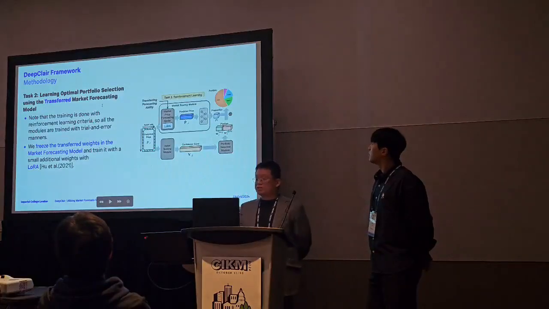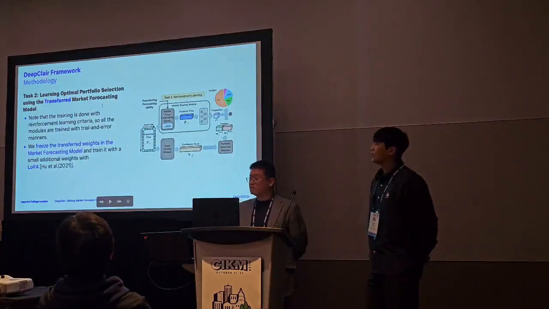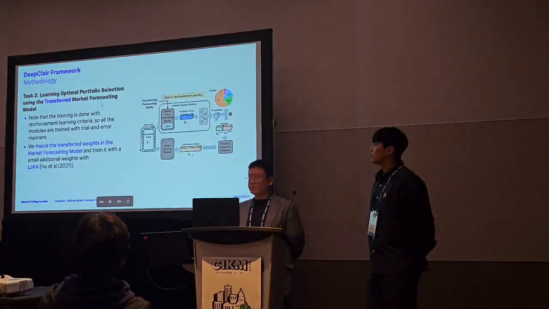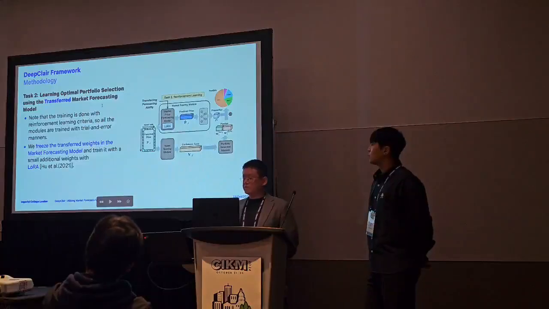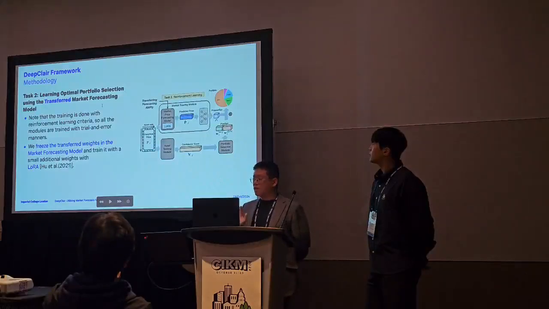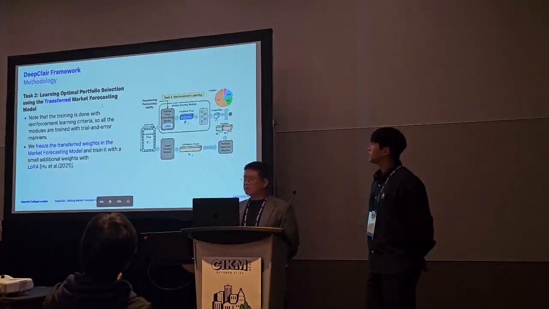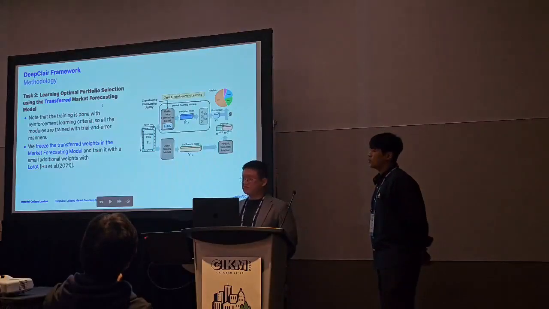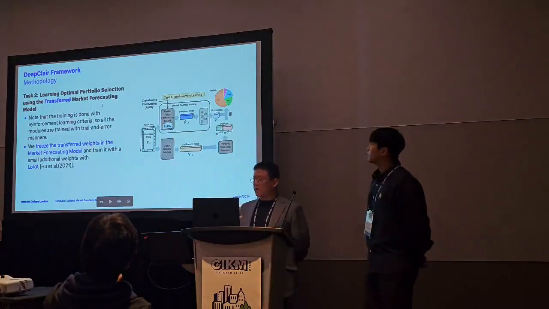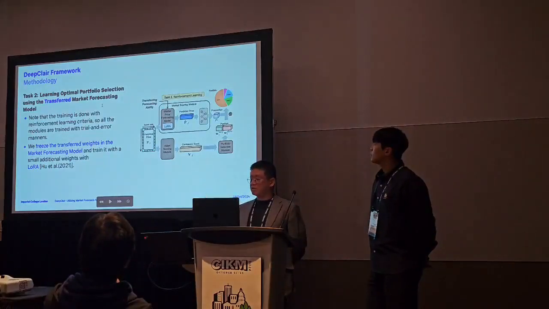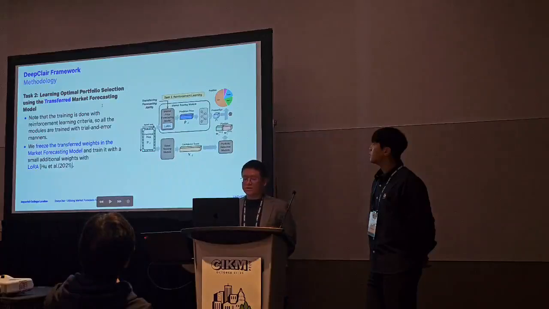Note that the training is done with reinforcement learning criteria, so all the modules are trained in a trial and error manner, which is quite different from task 1. As I explained before, the task 1 objective is supervised learning, so the model is following the future trend or prices, but in this case, the training is done in a trial and error manner.